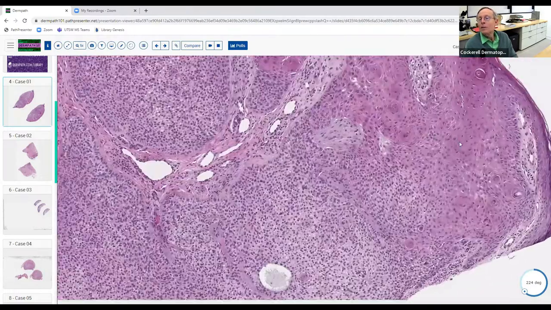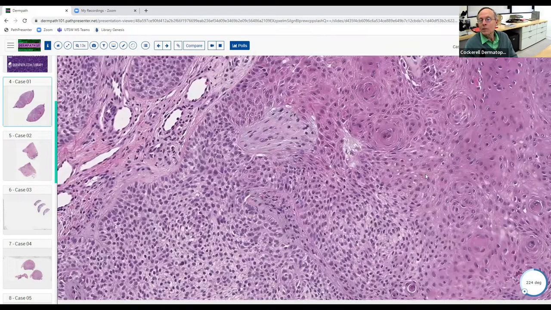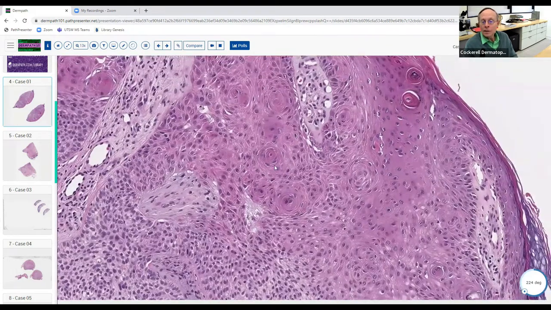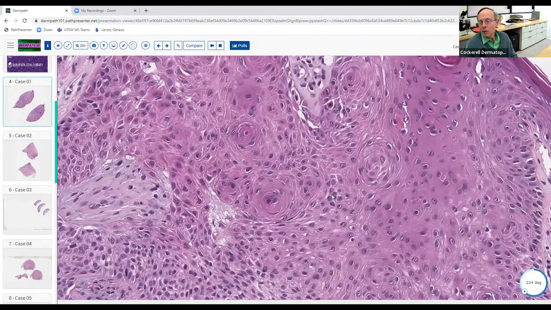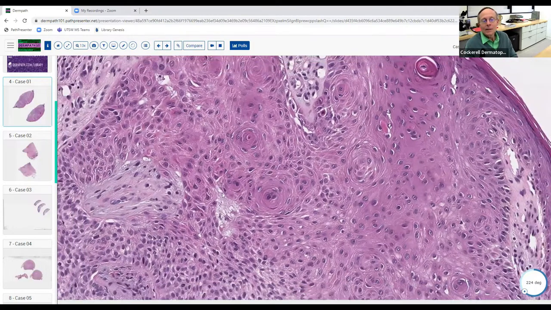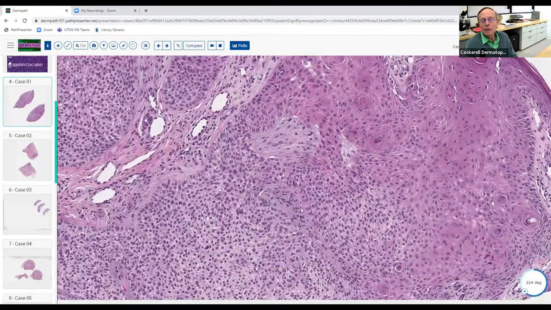So you can look over here. It's got more of a squamous epithelial component. And notice that you've got these little whorls, these squamous eddies here. That's what you see in a so-called inverted follicular keratosis. So this is a benign adnexal neoplasm. In this case, it has two different lines of differentiation. One that's going more towards the infundibulum of the follicle, with the squamous eddies here. And then the other, which has the nice trichilemmal differentiation.